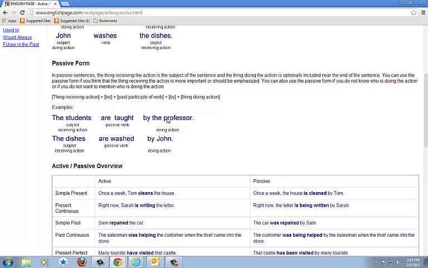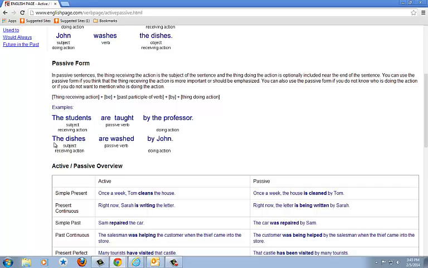The professor is actually doing the action. So the passive verb are taught means that the professor is doing something to the students. The object is doing something to the subject. And you'll notice that are taught is the verb be, and taught is the past participle of the verb teach.